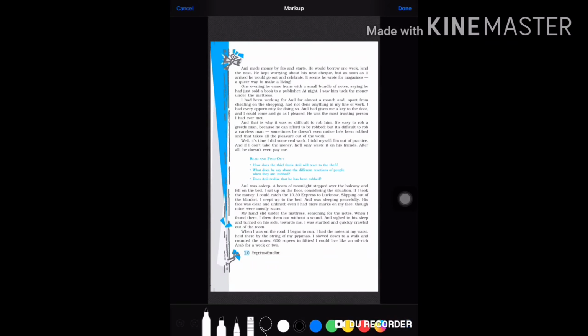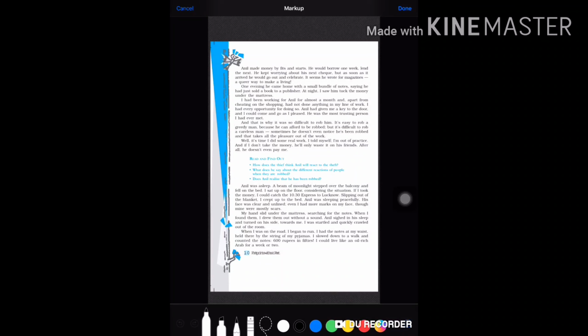Now, come to page number 10. Okay? Turn over. Anil made money by fits and starts. Fits and starts by this or the other transaction, here and there. He would borrow 1 week, lend the next. He kept worrying about his next check.